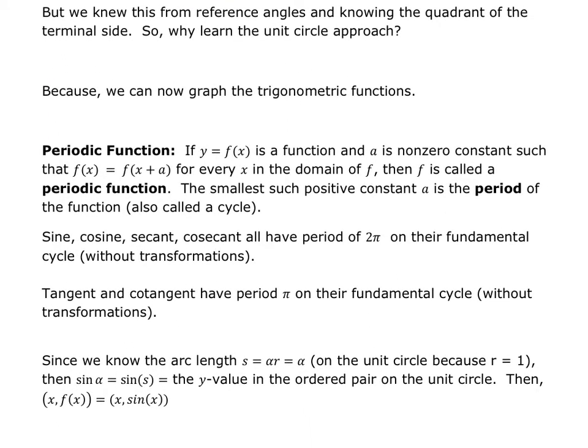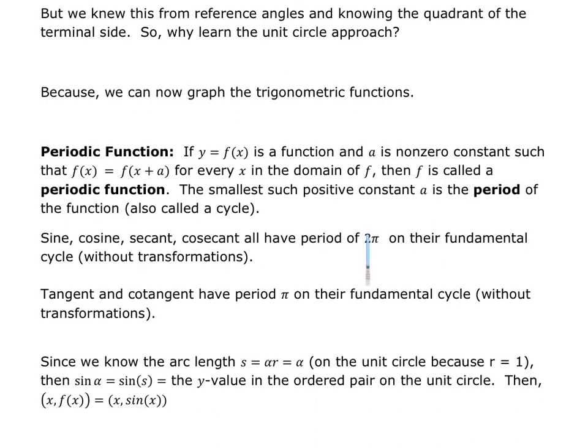Before we start graphing, let's talk a little bit about periodic functions. We say a function is periodic if it has a non-zero constant, so that when I add that non-zero constant to my domain input, I get the exact same output out, by just a matter of a constant. We call that a periodic function. Sine, cosine, secant, cosecant all have a period of 2 pi. That's how long it takes us to get back to where we started.